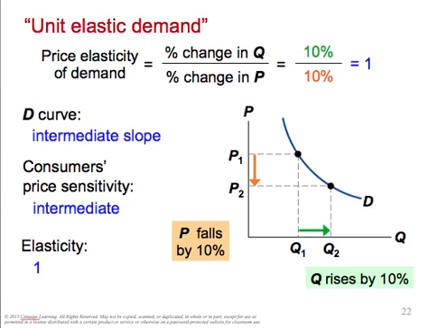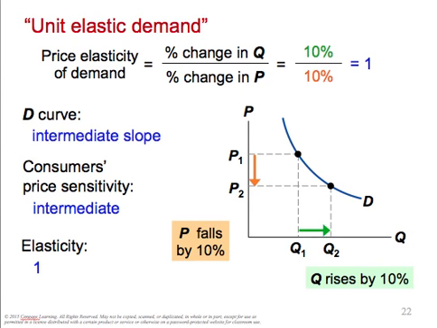This is called unit elastic demand, the next example. Elasticity equals 1. This is the intermediate case. The demand curve is neither relatively steep nor relatively flat. It's somewhere in between. Buyers are neither relatively price sensitive nor relatively insensitive to price.